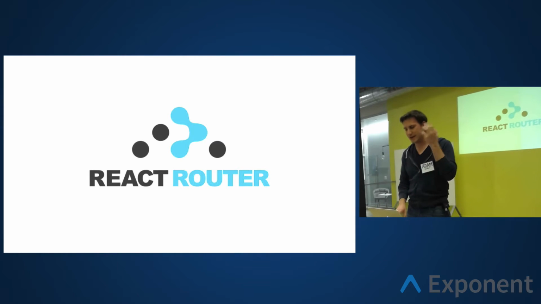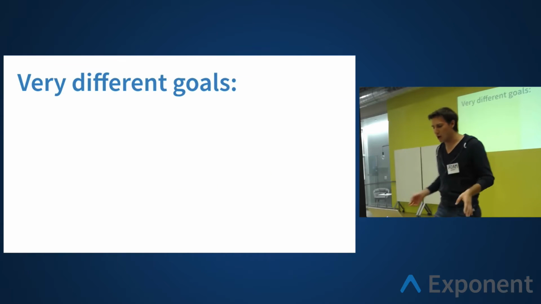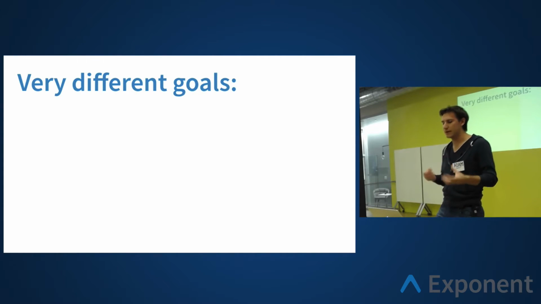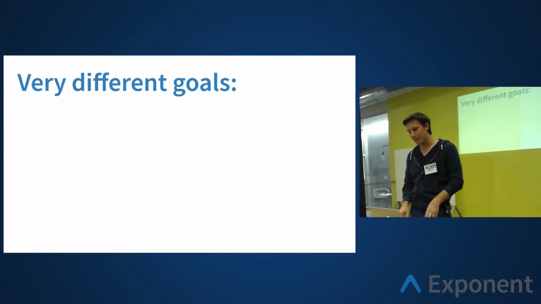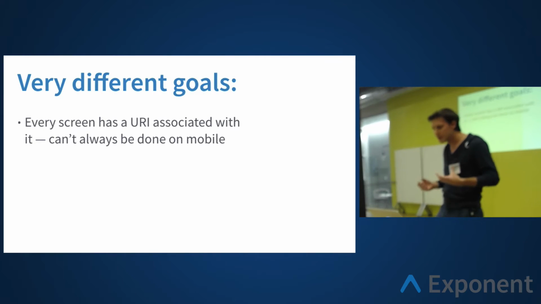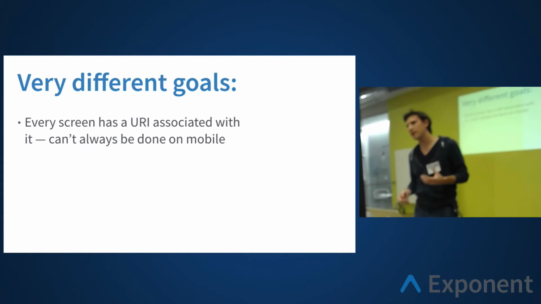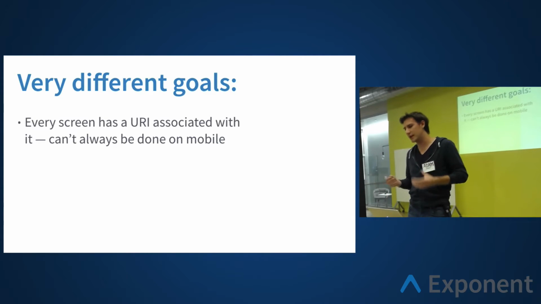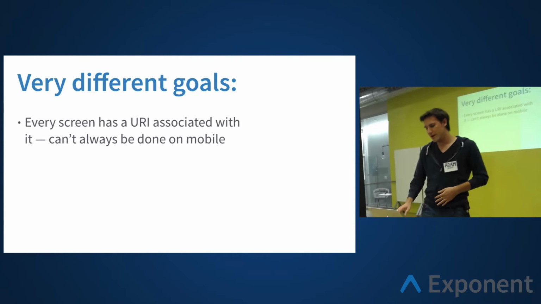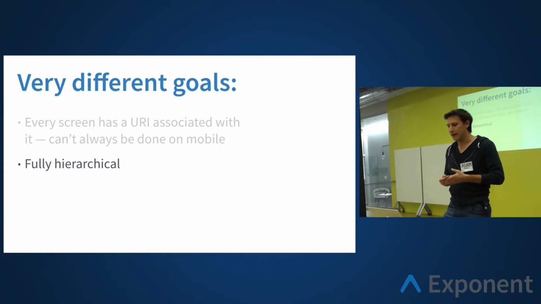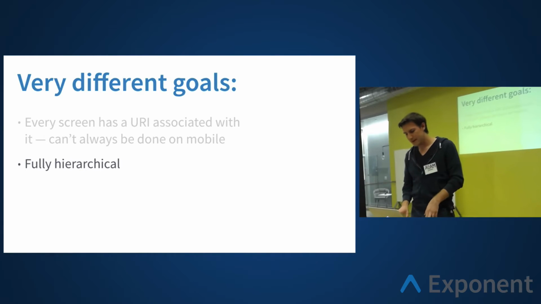It sounded fantastic in theory, but I realized that I was wrong, and that mobile navigation is quite a bit different of a problem space than navigation on the web. On the web, every screen has a URI associated with it, which can sometimes be done on mobile, but you can't always rely on that. There's sometimes inferred navigation that needs to happen when you go to a specific place in your app. Navigation on the web is typically fully hierarchical, and that doesn't always fit with mobile either.